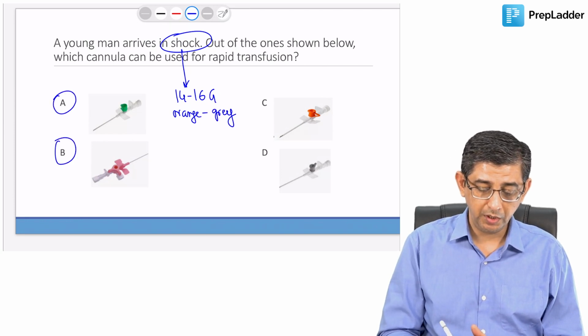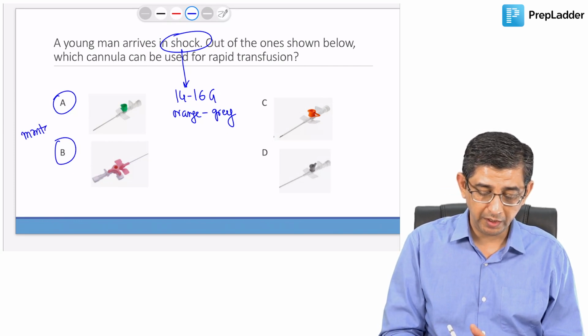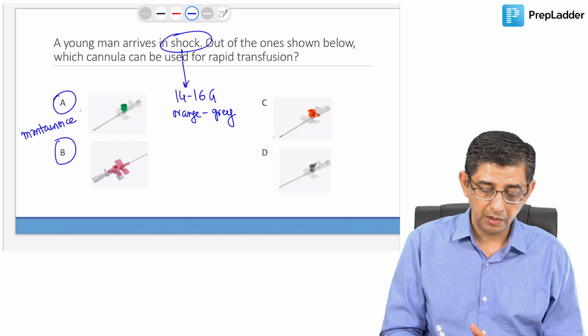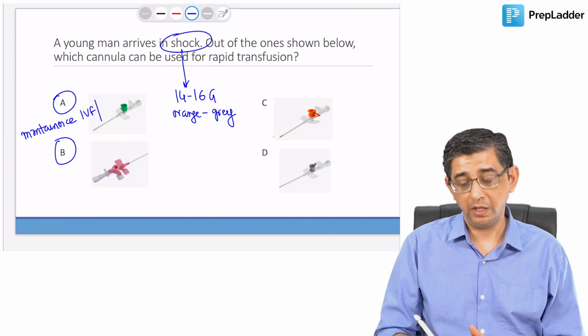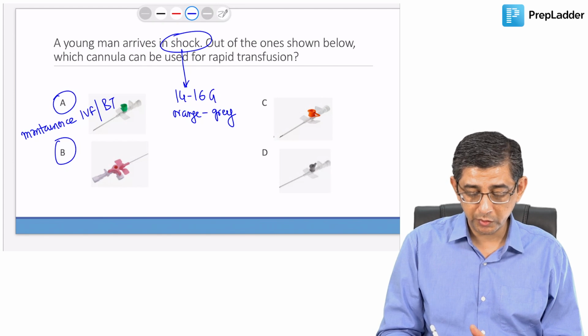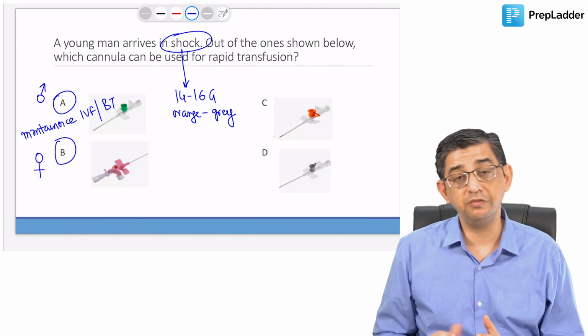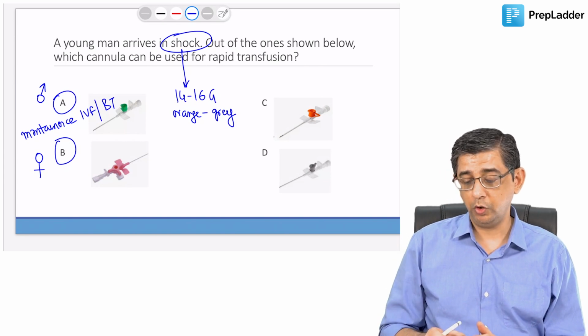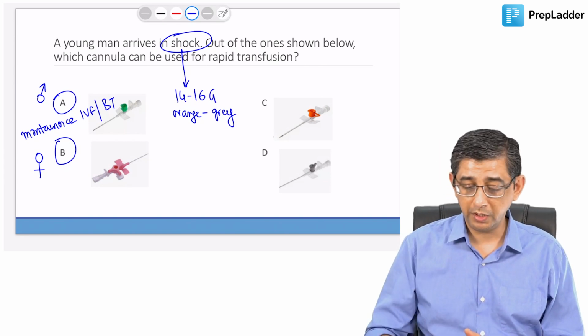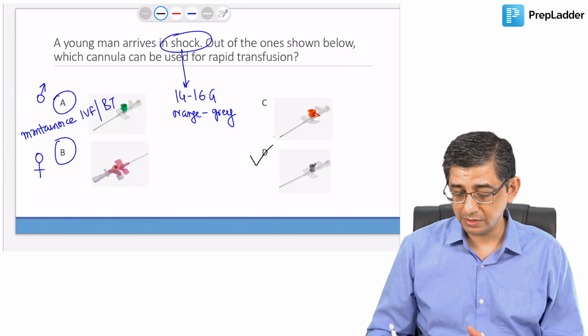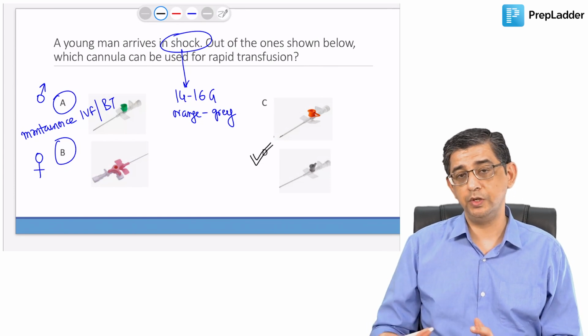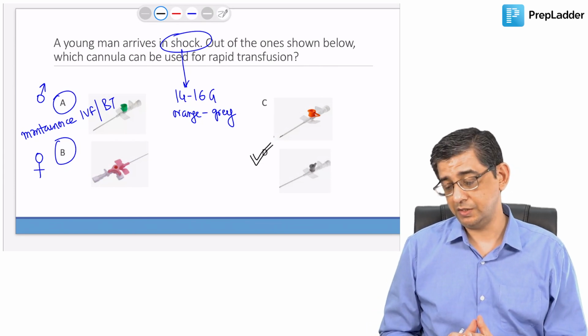Option number A and B cannot be the answer to these questions because they are normally used for giving maintenance IV fluids to the patients. Green cannula or pink cannula would be also used to give blood transfusion. It is just that the green cannula is used in a male and a pink cannula is used in a female, but for shock it would be orange versus gray. Now what to select for this question, then I would suggest you to answer this as option number delta, though I'll leave it to the surgeon to give a final answer for this one.